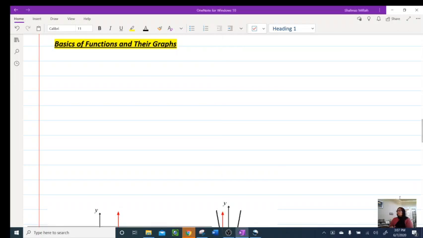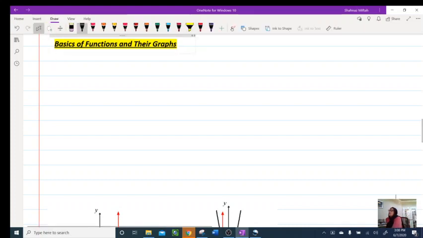Hello everybody. This is the objective that we're going to talk about: basics of functions and their graphs. Now, first of all, let's figure out what is a relation, and what is a function.